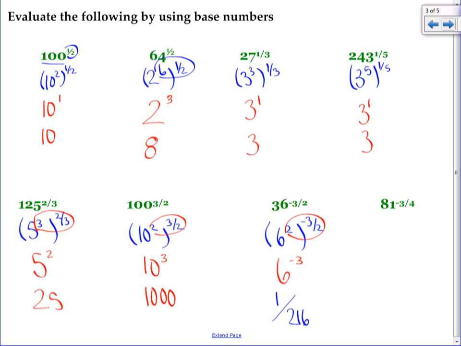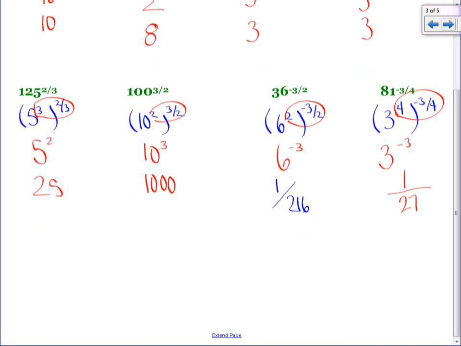And the last guy. We've got 3 to the what? I think it's the fourth. We multiply these two numbers. And we get what? Negative 3. Okay, so that means we've got 1 over 27. Questions? Okay, so in the homework you're going to see a spot where it says evaluate using base numbers, and these are the steps they're looking for.